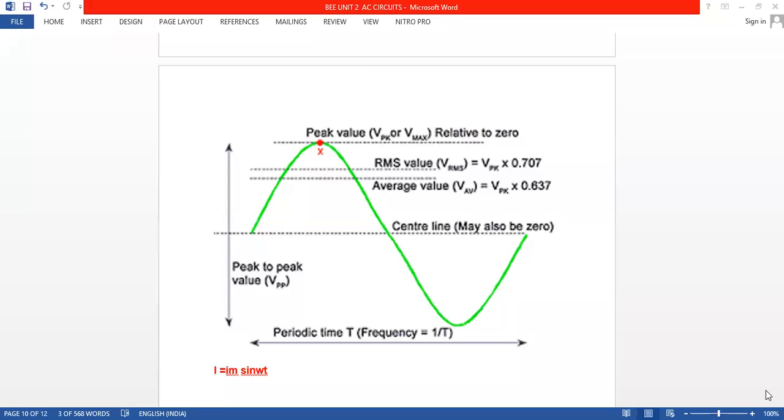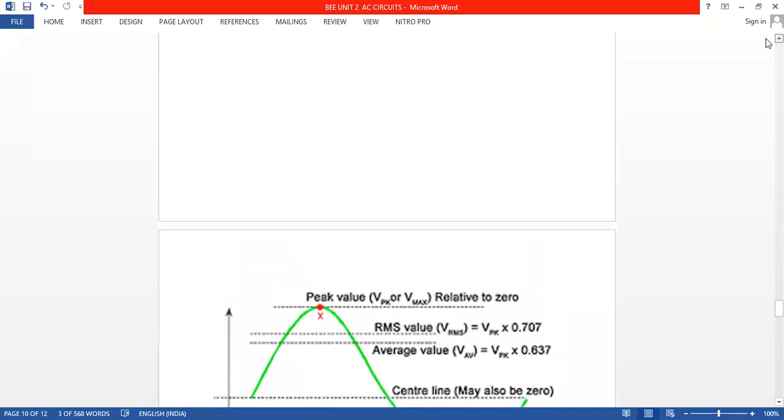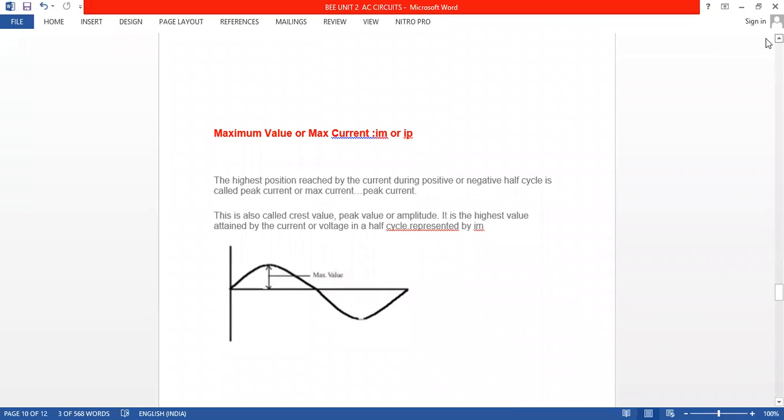What is the formula for the average current? Area of the curve divided by the length of the curve. Remember the value. What is the value for average current? 0.637 Im.